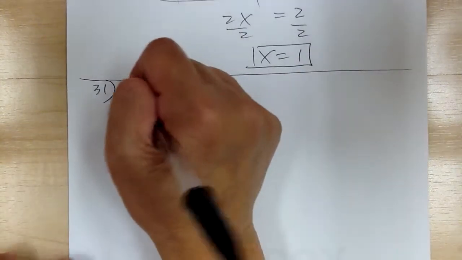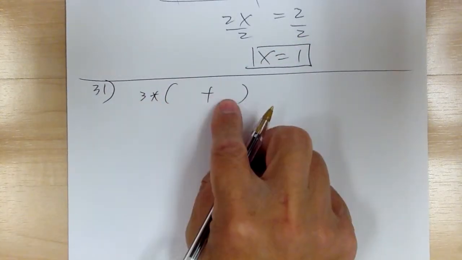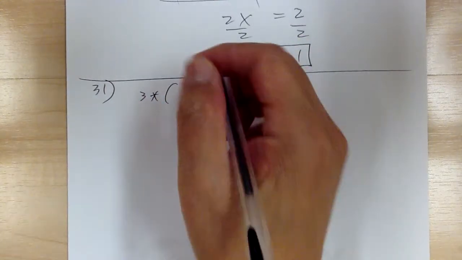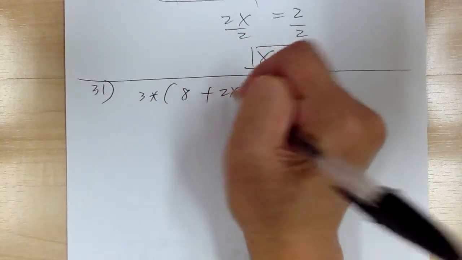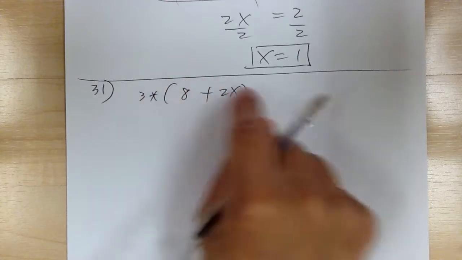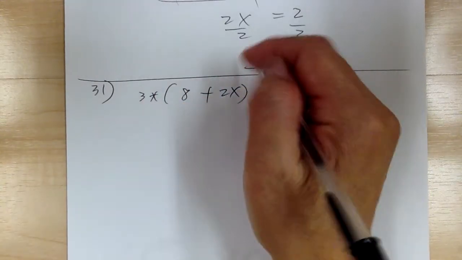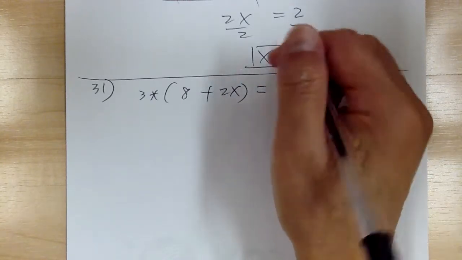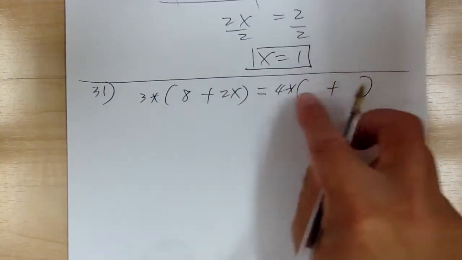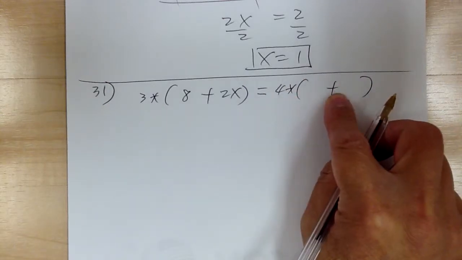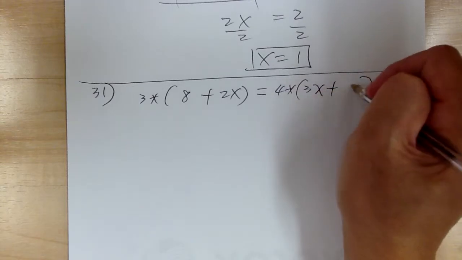Okay, it said 3 times the sum, right? 3 times the sum of 8 and twice an unknown number, right? So 3 times the sum of 8 and twice the unknown number is equal to 4 times the sum of, right? 4 times the sum of 3 times the unknown number and 8.